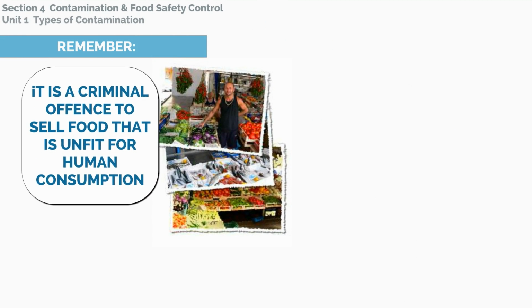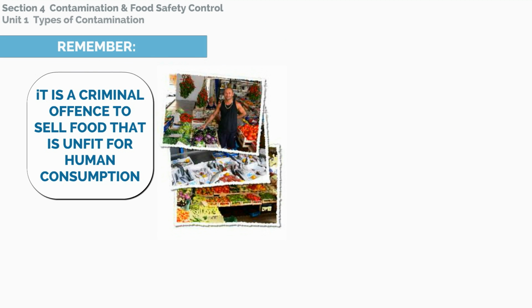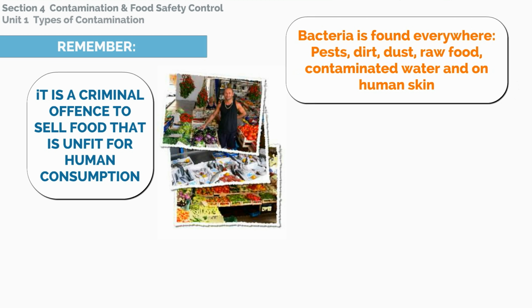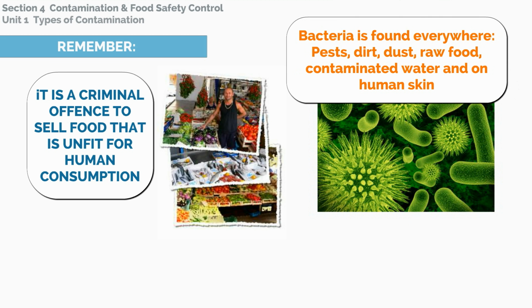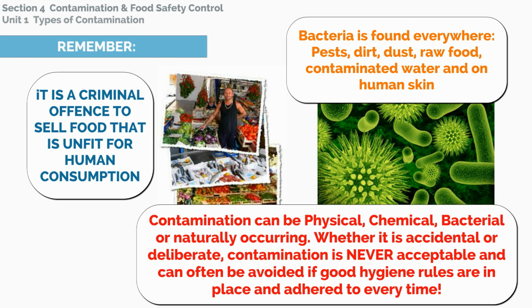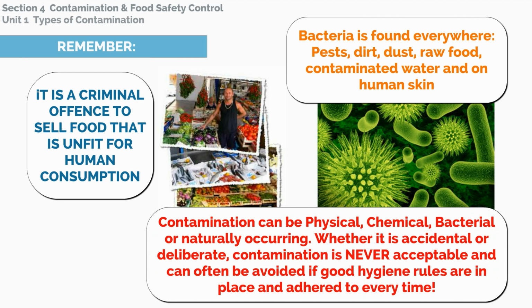Remember, it is a criminal offence to sell food that is unfit for human consumption. Bacteria is found everywhere: pests, dirt, dust, raw food, contaminated water and on human skin. Contamination can be physical, chemical, bacterial or naturally occurring. Whether it is accidental or deliberate, contamination is never acceptable and can often be avoided if good hygiene rules are in place and adhered to every time.